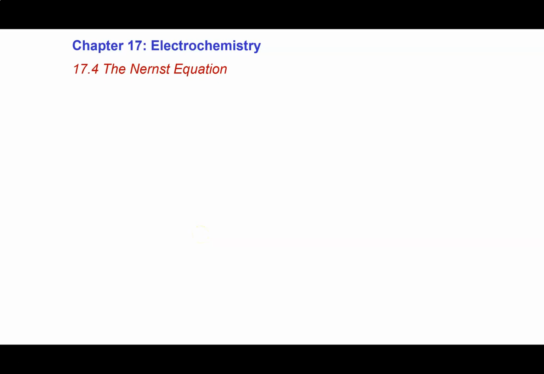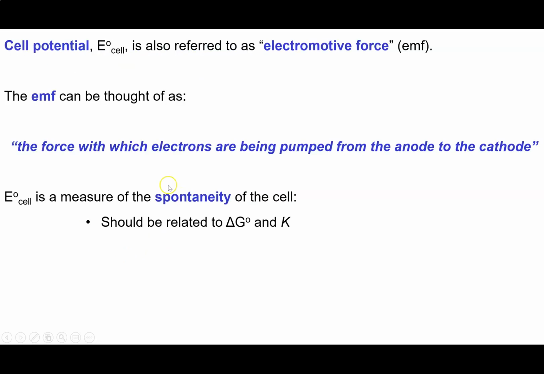An important relationship in electrochemistry is the Nernst equation. The Nernst equation relates the concentration of our reactants to the cell potential and allows us to make important predictions about the spontaneity of electrochemical reactions.